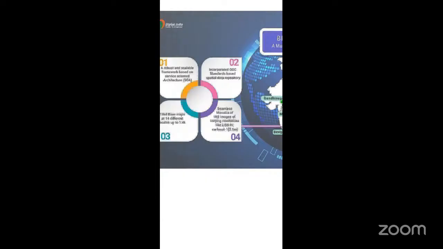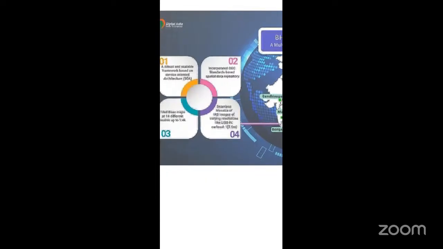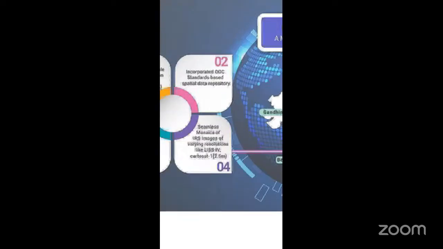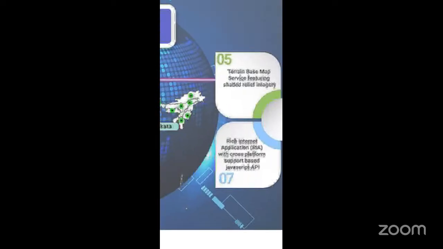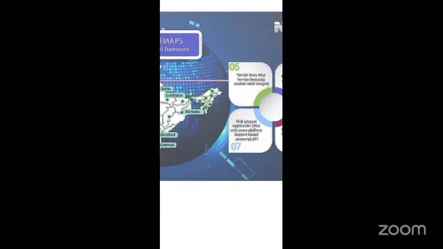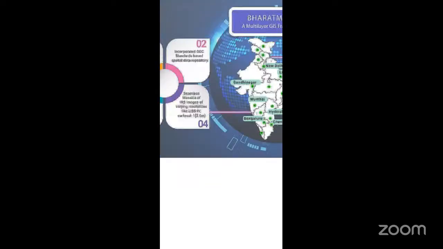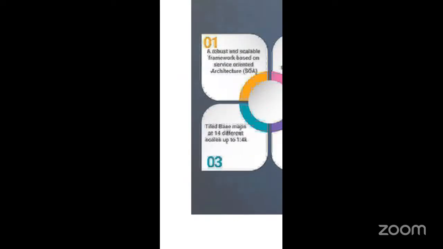You can see here how it helps. This is one example from the Bharat Digital India program: the Bharat Map multi-layer GIS framework. In Delhi, for example, you can check the map: Delhi terrain-based map service, laser and shaded relief images. We can check the longitude, latitude, what area and what resources we have, on the Bharat Map website. So this GIS system will help. Actually, this is developed by the National Informatics Center.